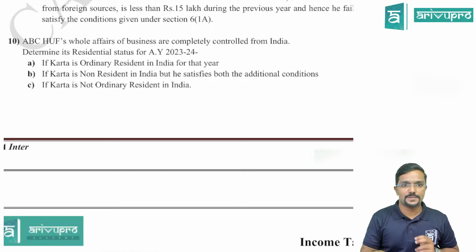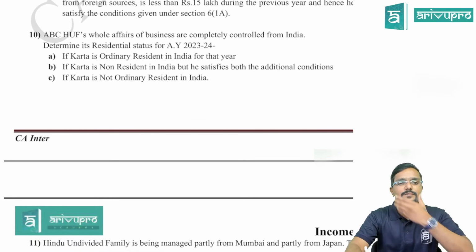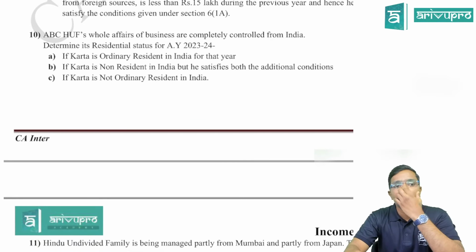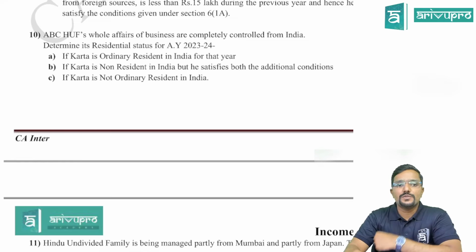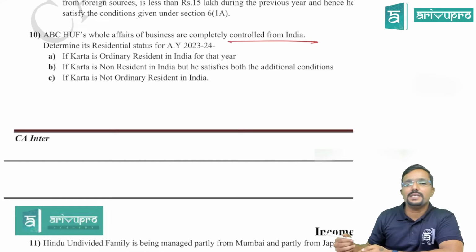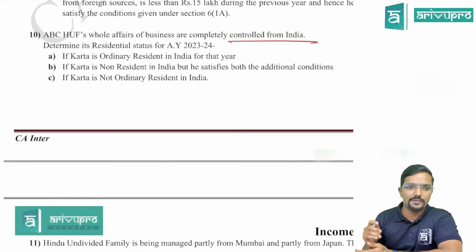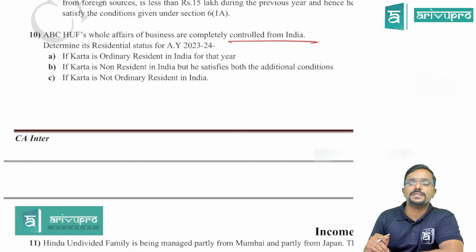Chalo guys. Come to question number 10. ABC HUF's whole affairs of business are completely controlled from India. Completely controlled from India means it is understood that the control and management is in India. Determine its residential status for assessment year 23-24 if three scenarios are there.